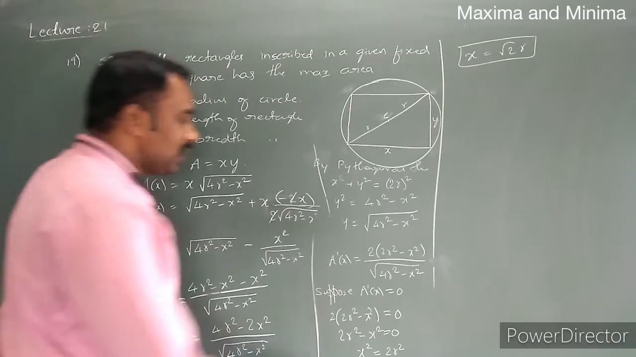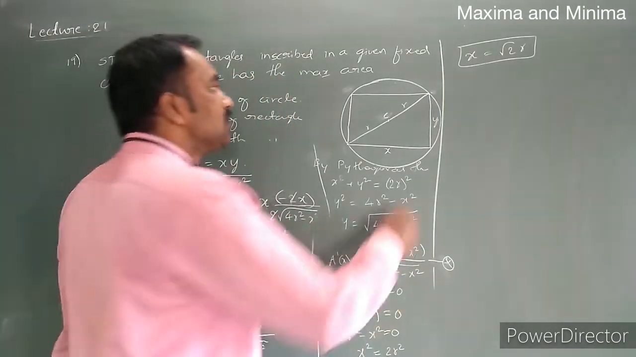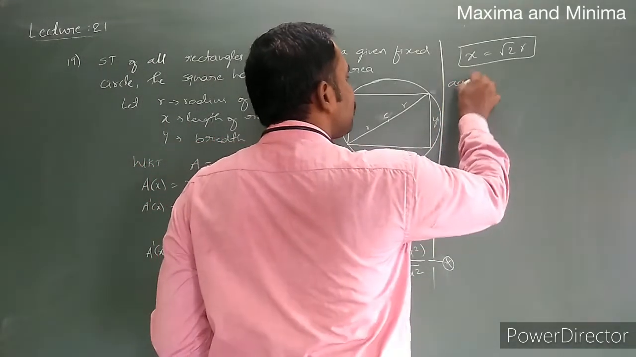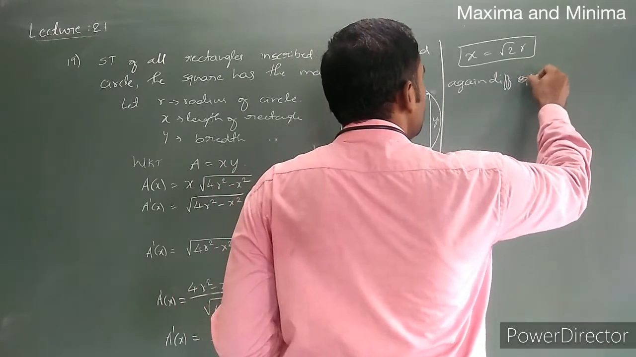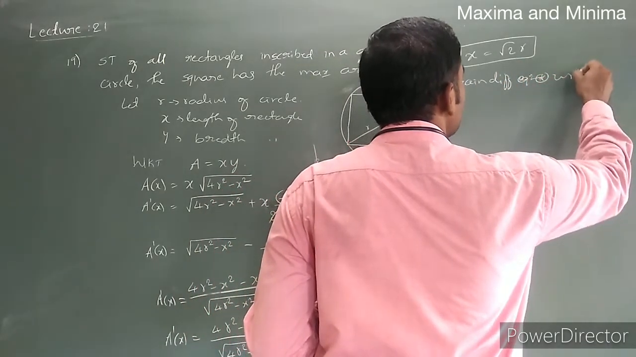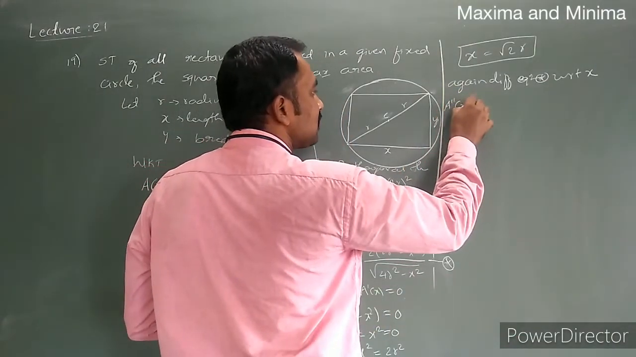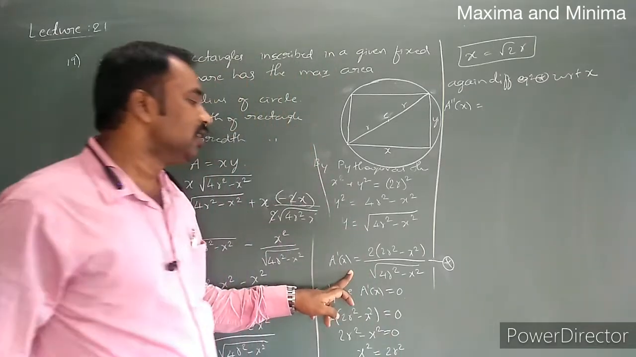Now again this equation star, we are differentiating. So to get A double dash of x, again differentiating the equation number star with respect to x, what happens? A double dash of x is equal to what? You can use the quotient rule.